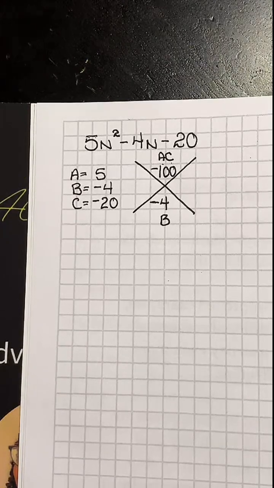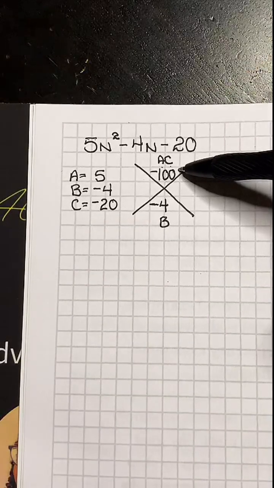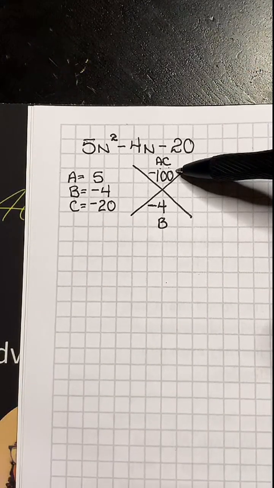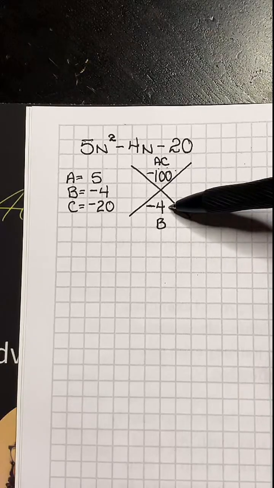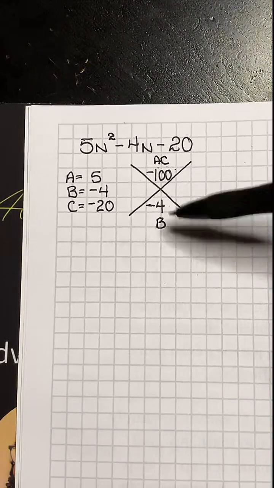All right. So, what two numbers multiplied together can give me a -100 and add together to give me a -4? Okay. So the point of the cross is to help us organize our thoughts to figure out what two numbers multiplied together will give me a -100 and add together to give me a -4.